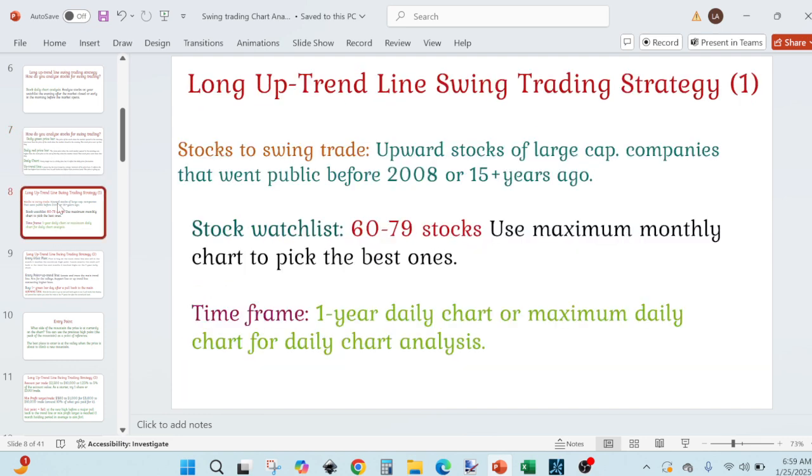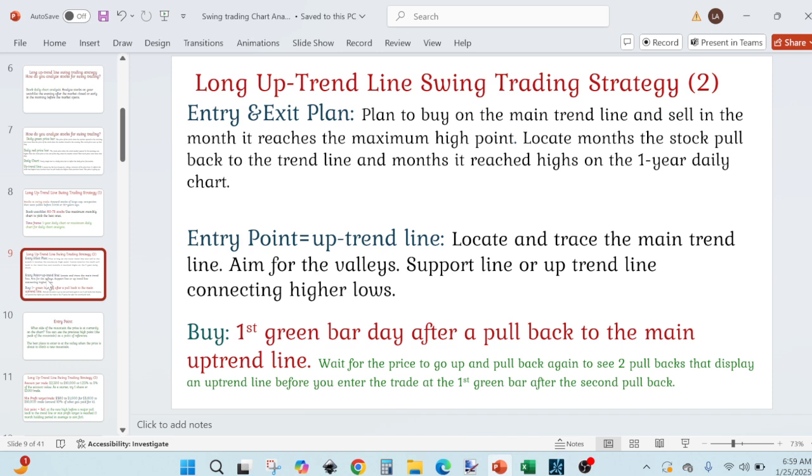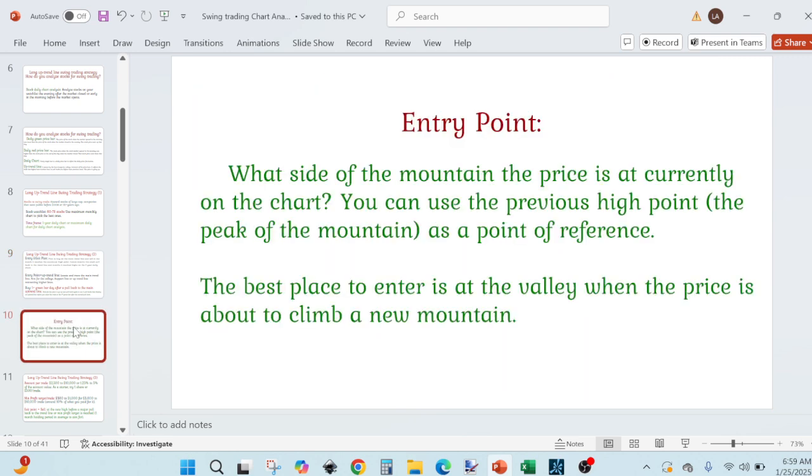As a swing trader, you can use the daily chart, and you can just trade using the daily chart for your chart analysis and to decide where to buy and where to sell. So creating a watch list is important, as you just analyze the charts from your watch list on a daily basis. And with the long upturn and swing trading strategy, it's good to determine your entry point and your exit point. And you buy at the entry point when the stock pulls back to it.